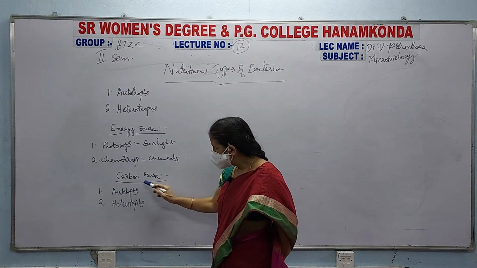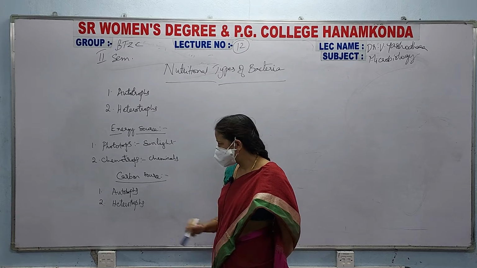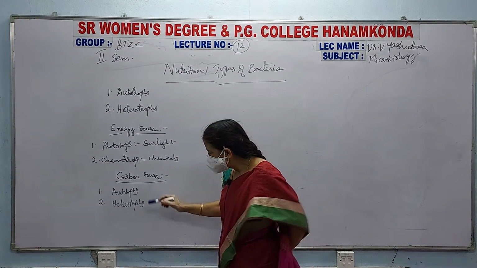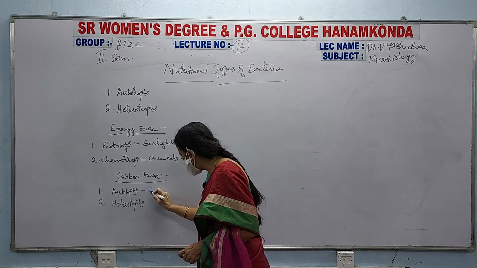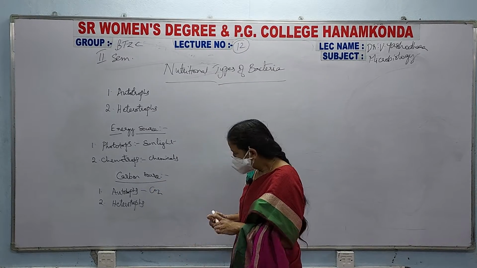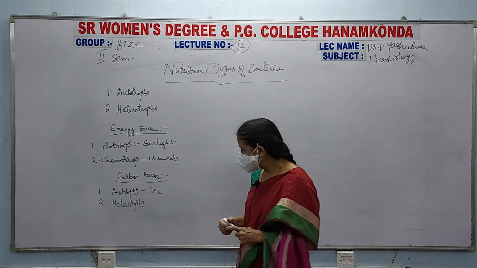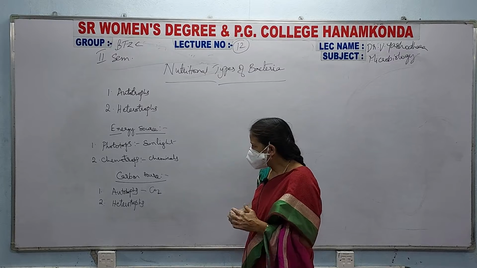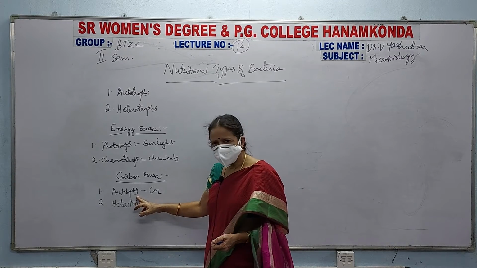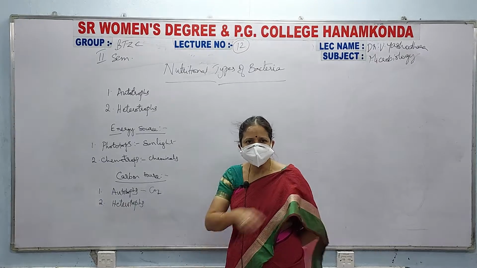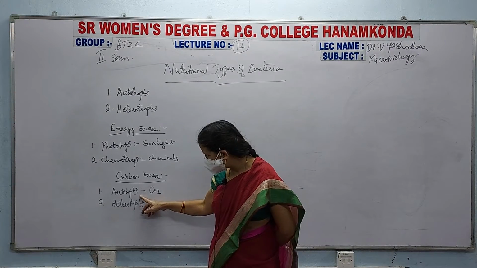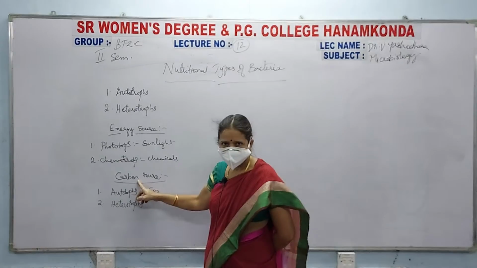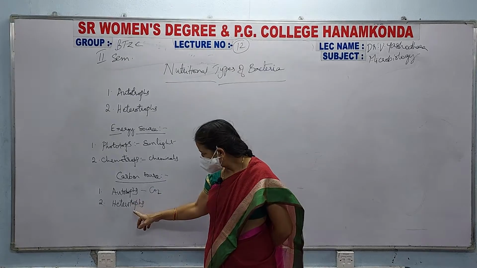But here, according to carbon source, what are autotrophs? Autotrophs are the organisms which utilize carbon dioxide as the carbon source. According to this classification, the definition of autotrophs is that they are the organisms which utilize carbon dioxide as the carbon source. They are called autotrophs. Coming to the heterotrophs.